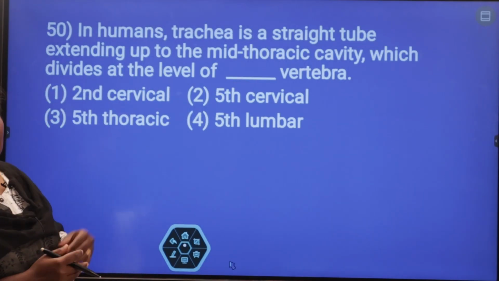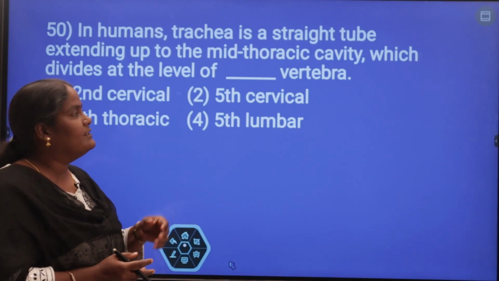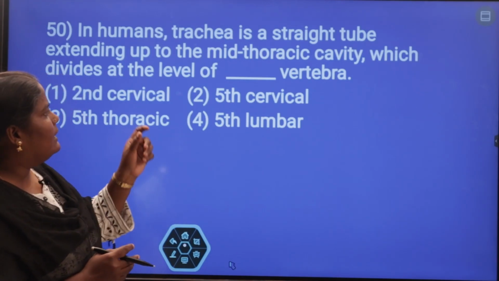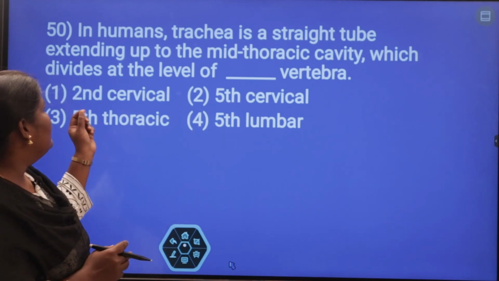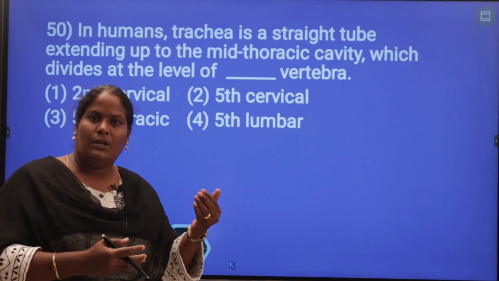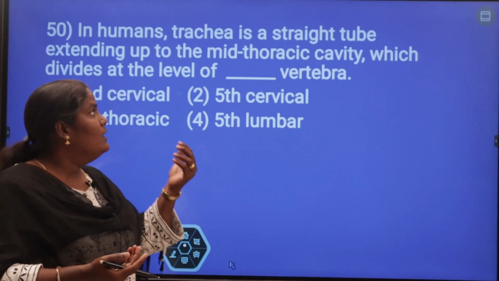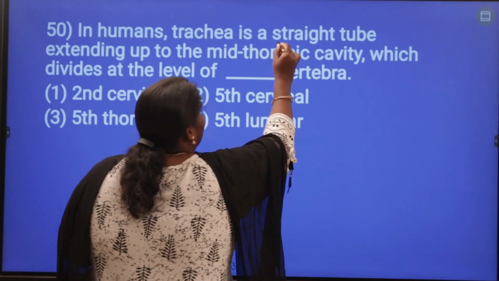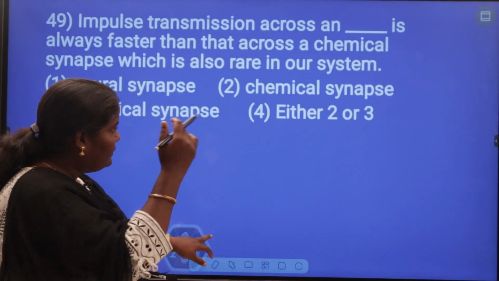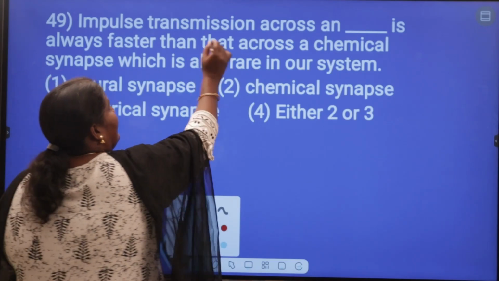The 50th question belongs to breathing and exchange of gases, that is the respiratory system. In humans, the trachea is a straight tube extending up to the mid-thoracic cavity, which divides at the level of dash vertebrae. Humans have cervical vertebrae and thoracic vertebrae. The trachea is a straight tube which extends up to which vertebra? That was a basic, direct question.